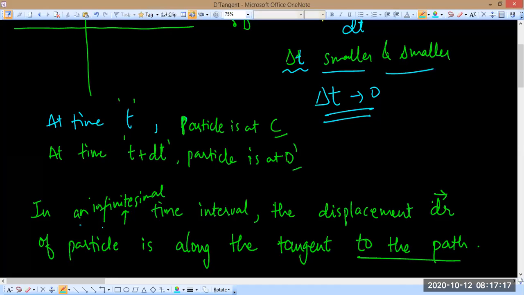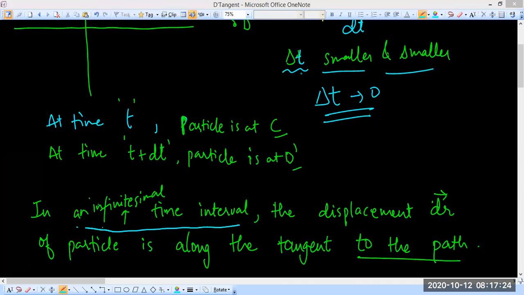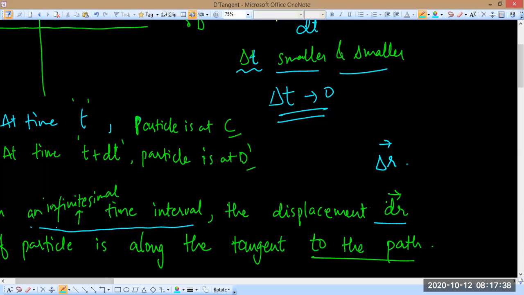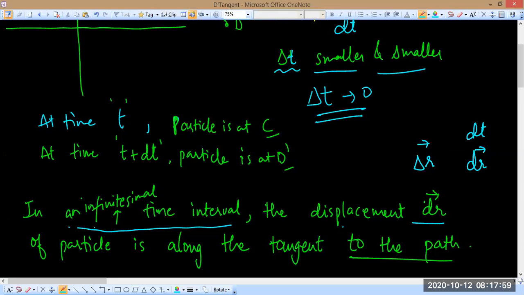Again, if there is an infinitesimal time interval, then in that infinitesimal time interval the displacement is dr vector. You might be wondering, why am I not writing delta r vector? Because in a small time interval dt, the particle cannot move a lot. It's going to move a very little distance, very little displacement. That's why we write dr vector, and that is along the tangent to the path.